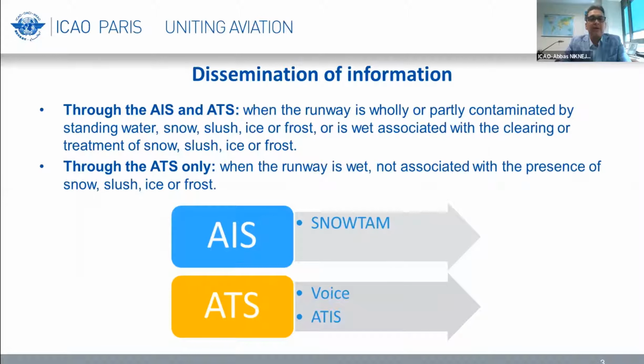If the runway is wholly or partially contaminated by standing water, snow, slush, ice, or frost, so 5 types are mentioned here, or if the runway is wet and this wetness is associated with the clearing or treatment of snow, slush, ice, or frost, this would be disseminated through a Snowtam, and ATS is always an alternative means of distribution of up-to-date information through ATIS or radio frequency. And the remainder of the presentation would be focused mainly on a Snowtam.